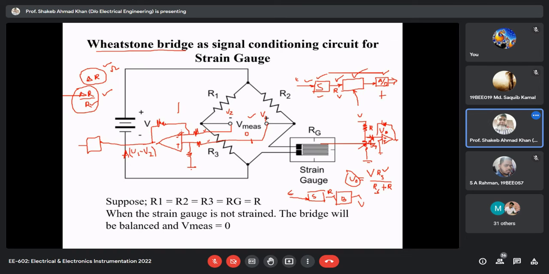Now we are having two stages. Obviously earlier this was the response, then we require a relation between voltage and the parameter which we are interested in measuring, because we are not interested in measuring resistance or voltage, we are interested in measuring this strain. So here we are trying to establish a relation between voltage and strain.